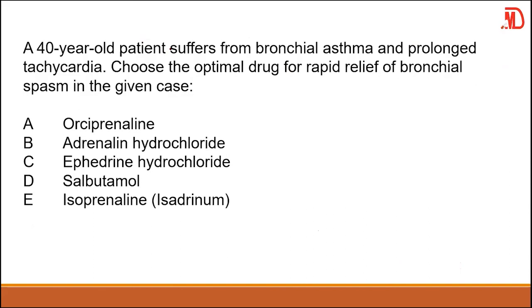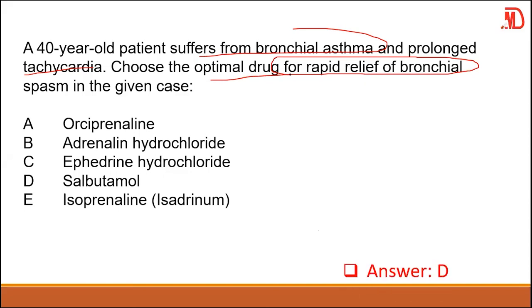A 40-year-old patient suffers from bronchial asthma, prolonged tachycardia. Choose the optimal drug for rapid relief. Guys, rapid relief. What is the first thing you give to somebody with asthma? Who can tell me? We've done this already. Salbutamol. Of course. So you nebulize the person with salbutamol sharply.